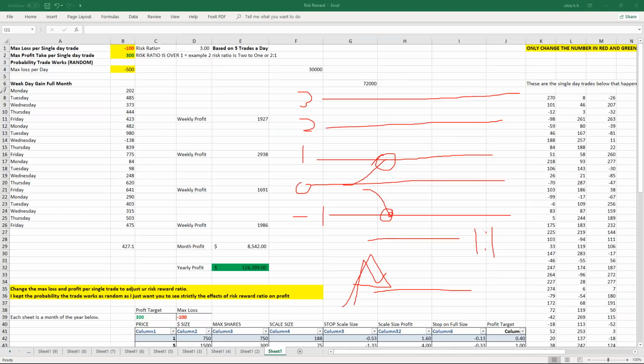So, I just wanted to explain really basically, in kind of layman's terms, what risk reward is and why it's important. And then I want to build some sort of examples for you guys in your accounts.